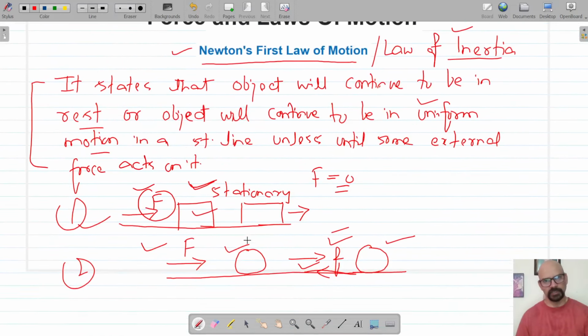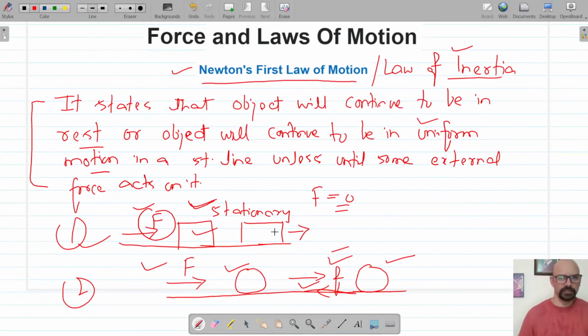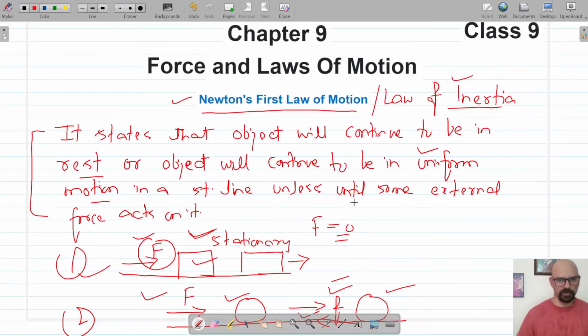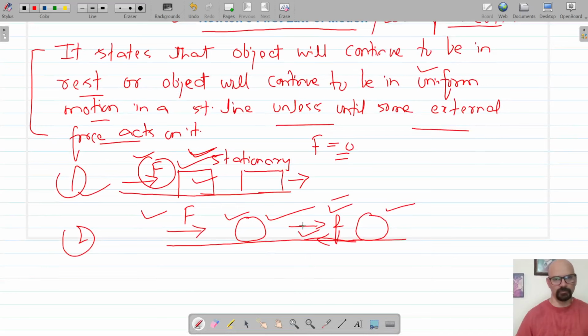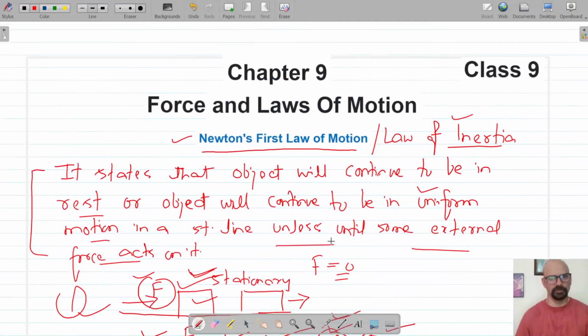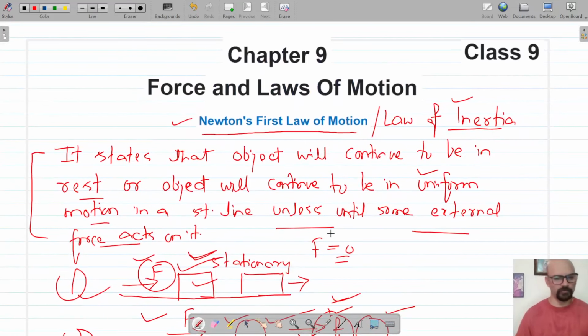So basically it exhibits the inherent property, that is, the inertia of rest, inertia of motion, and inertia of direction. Unless some external force acts on it, the object will continue to be at rest or will continue to move in a straight line. Here, the force which stops a moving object is the force of friction. So this is Newton's first law of motion, and let's move on to the next topic.